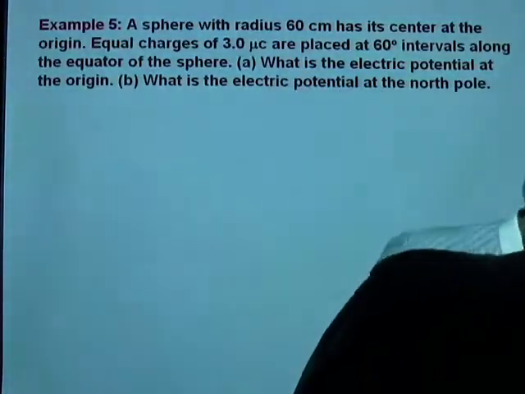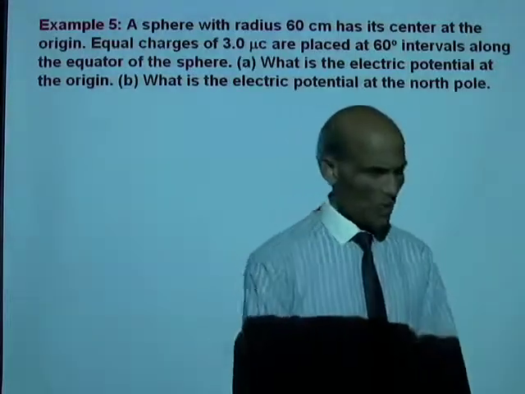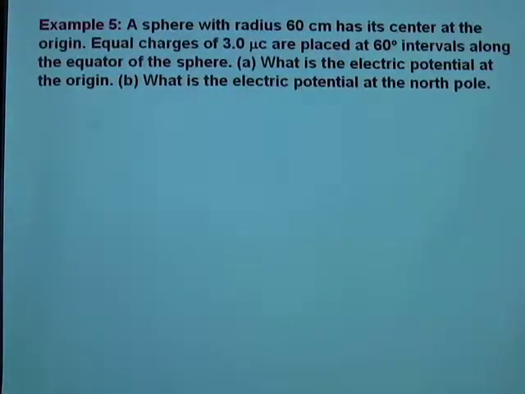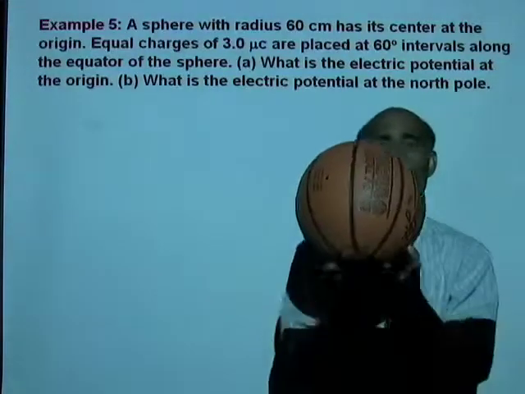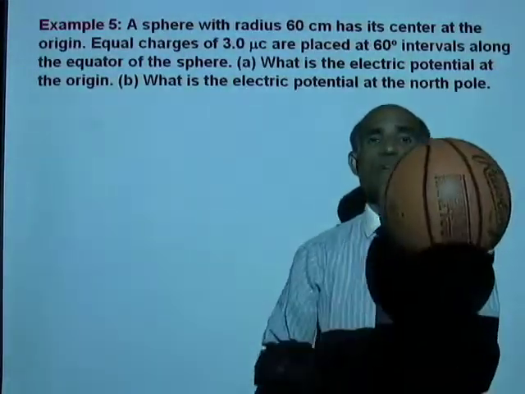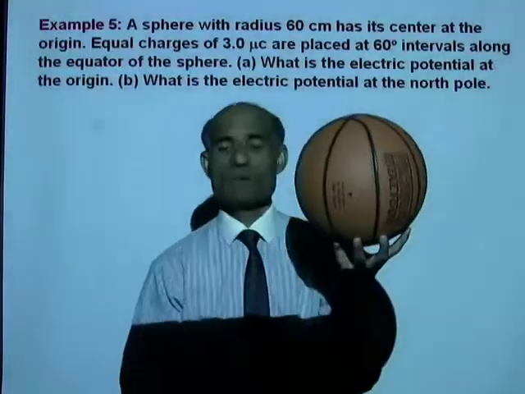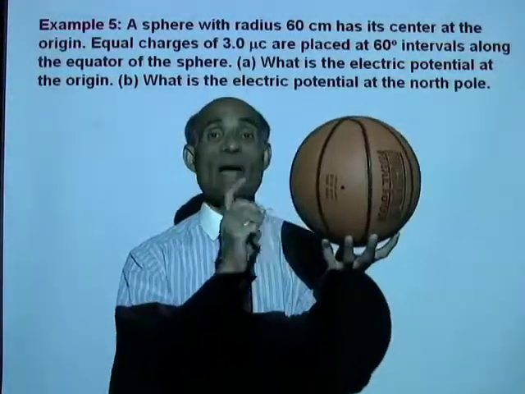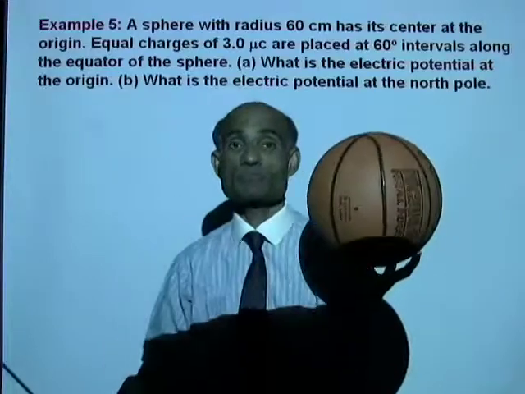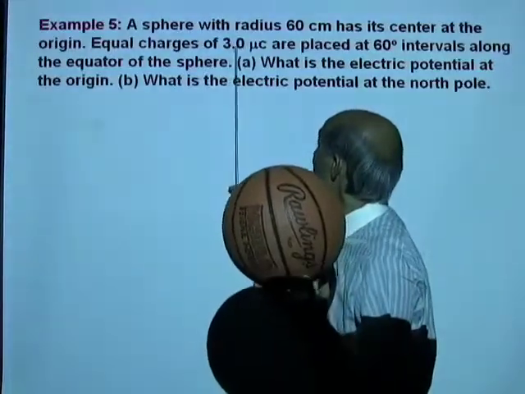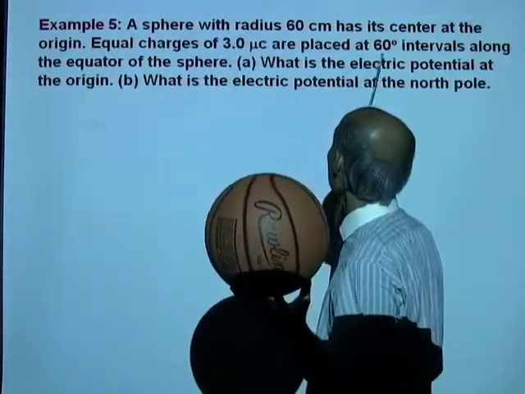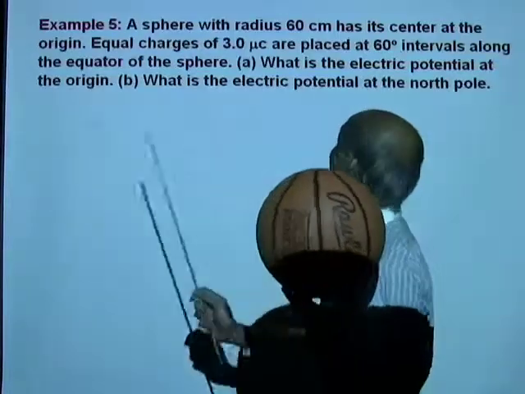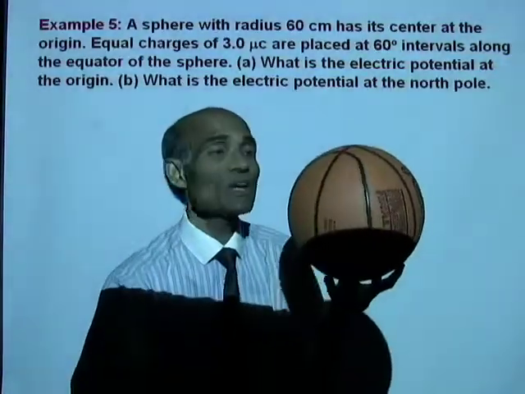Well, I'm looking for my basketball. You know how handy that comes when we deal with spheres. Now, here is the sphere. What are we supposed to do? And what do we have? We have equal charges of 3 microcoulomb placed at 60 degrees intervals along the equator.